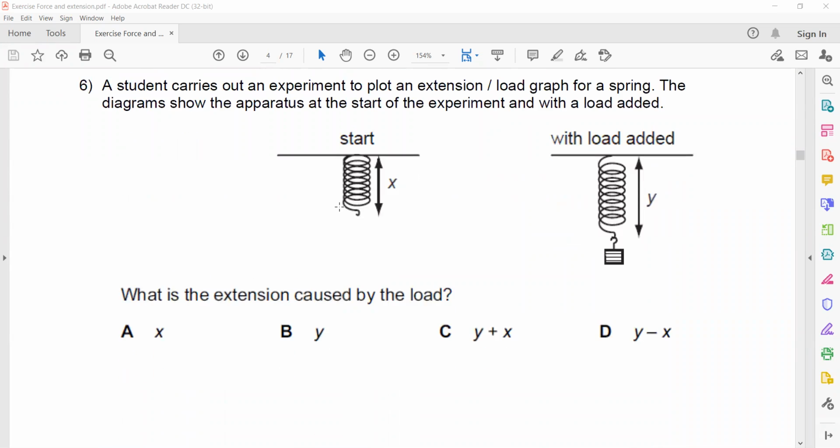Question 6. A student carries out an experiment to plot an extension and load graph. What is the extension caused by the load? How do we calculate the extension? Original length is x and measured length is y. How to get the extension? The measured length minus the original length, that's right. y minus x will give us the extension.